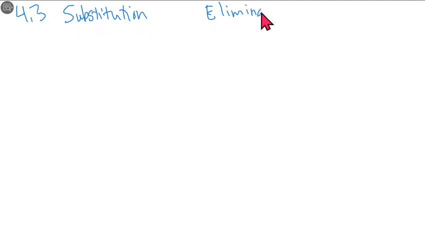Okay, so let's go over the last two topics, which is 4.3 systems and 4.4, which is kind of putting it all together. So we have two choices for solving systems. We have substitution, and elimination. And actually, we have graphical as well. Okay, and so we'll reference that one a little bit.